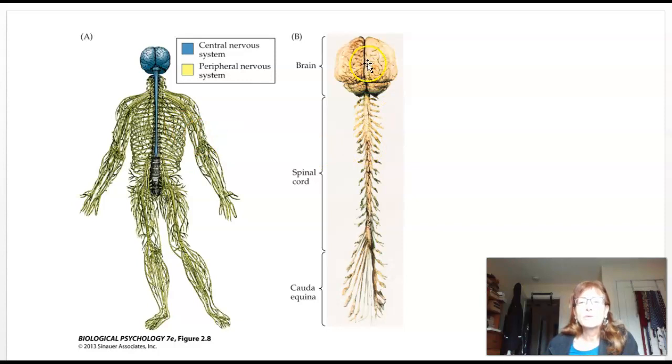So here on the right you can see the removed brain with the spinal cord, and then these parts here at the very end of the spinal cord called the cauda equina. We mentioned this earlier in this year. It actually means horse's tail. And so these are some of the elements within the spinal cord that are connecting ultimately with the peripheral nerves.